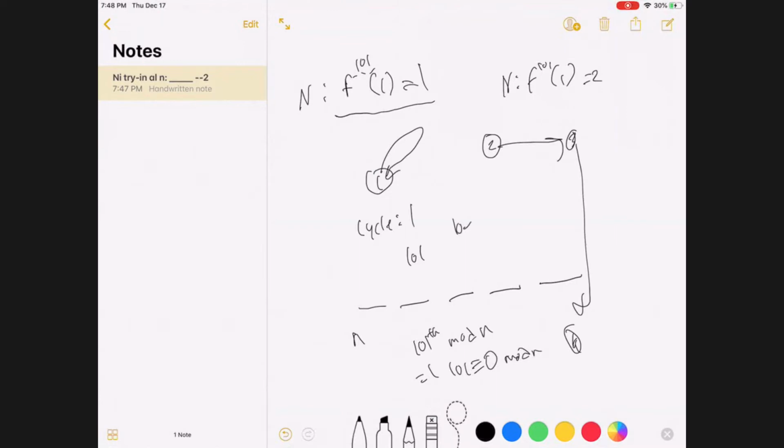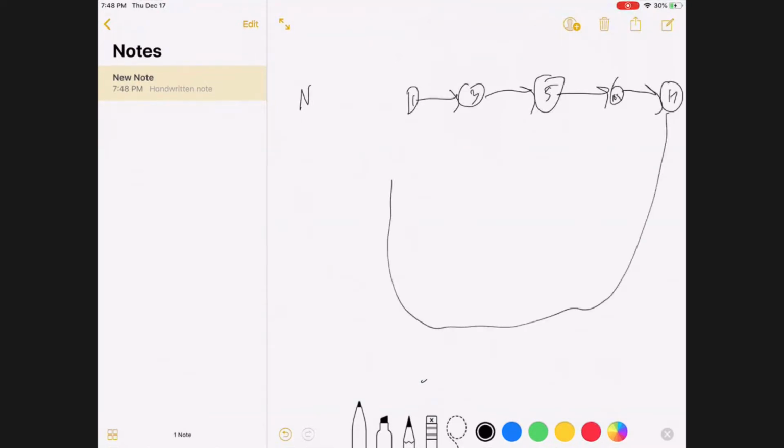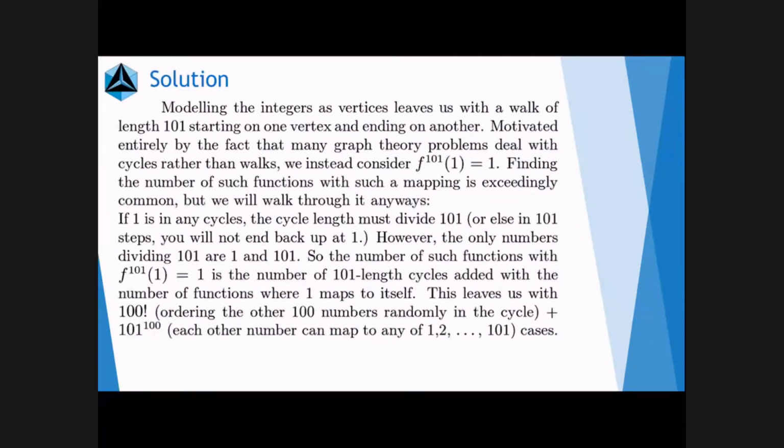And note that when we drew our cycle that went from 1 to 2 all the way to 101, it doesn't actually have to go in that order. It can go 1 to 3 to 5 to 101 to 17. It just has to go through everything before coming back to 1. And so there's going to be 100 factorial such graphs when we have a cycle from 1 to itself of length 101. And we just think of this as ordering numbers 2 to 101 in some arbitrary order.